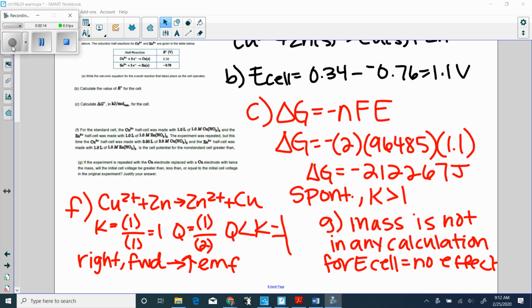You just look at the charge. If it's a 2+ charge, that means it lost 2 electrons. You get a big negative G number. Remember, that means it's spontaneous. That also means that K is going to be greater than 1.